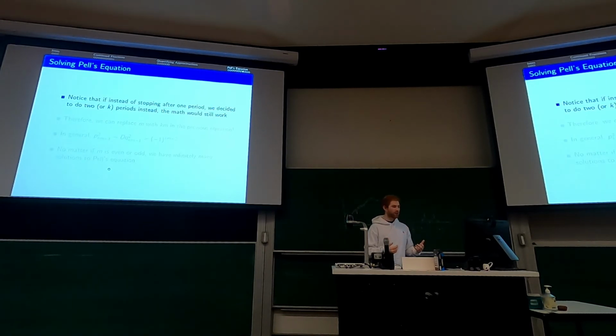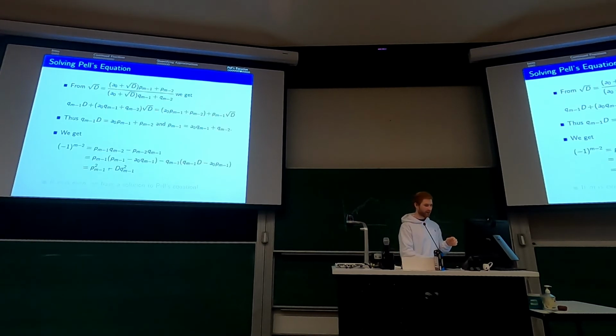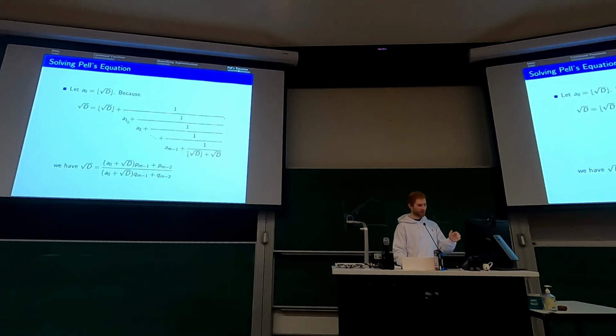Now, one thing I want to do is let's note that if, instead of stopping after one period, so if instead of stopping after a1, a2, a(n minus 1) here, we went on for a little bit, so we just extended the continued fraction like 2 or 3 periods or something, the math would stay the same because the final term would be the same. The only difference is the number of terms would be different. So instead of n minus 1 here, we would get, say, 2n minus 1 or 3n minus 1, something like that.